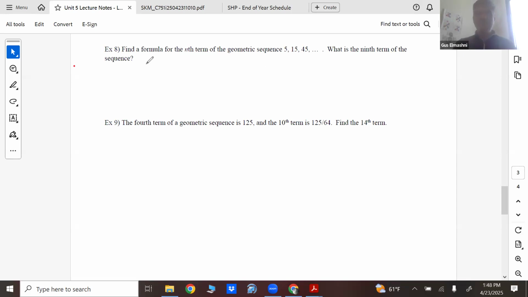All right. So what's the common ratio, guys? 3. Now, if I want the 9th term, so this is explicit again. Take your first term and multiply by 3 raised to what power? 8. 8, right? Because you've got to multiply R 8 times.